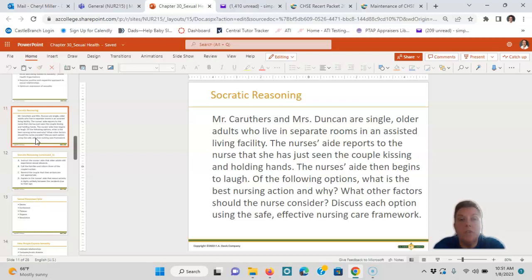All right, so Mr. Cothers and Mrs. Duncan are single older adults who live in separate rooms in an assisted living facility. The nurse aide reports to the nurse that she has just seen the couple kissing and holding hands. The nurse aide then begins to laugh. Of the following options, what's the best nursing action and why? What other factors should the nurse consider? And discuss each option using the safe, effective nursing care framework.